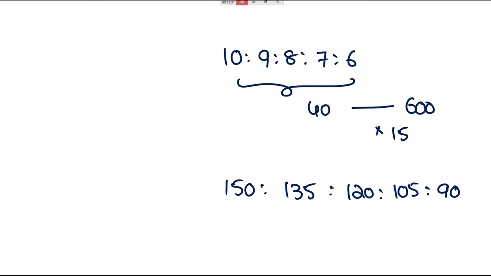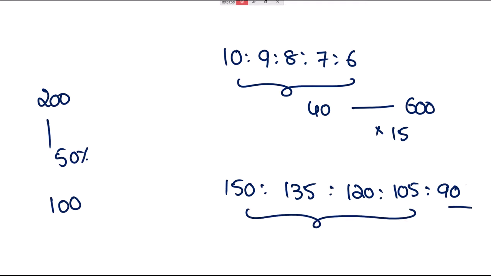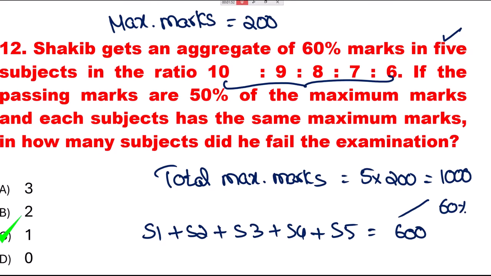Now, total marks is how much? 200. If you want to pass, minimum 50%. So for 200, 50% is 100. So less than 100 in one subject means failed in one subject is what we can consider.